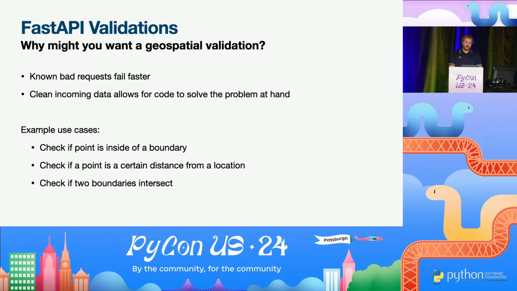We want to look at why we would want to even validate geospatial data to begin with, and it's really why you would want to validate any other incoming data into your system. Known bad requests fail faster. If you had the money and you won an auction for a decommissioned supercomputer, you might not want to spend the money on the energy costs to keep running processes that are going to fail. And you can protect that by actually validating the data that you're putting into your system.